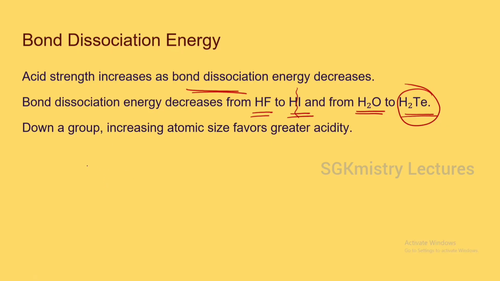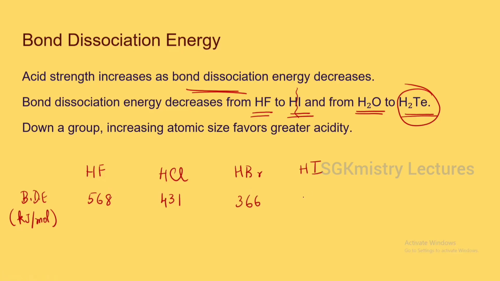So we can say that when you compare HF, HCl, HBr, as well as HI, in terms of bond dissociation energy, in kilojoules per mole, for HF it is 568. For HCl, it is lesser, that is 431 kilojoules per mole. For HBr, it is 366. And for HI, it is still less, that is 298 kilojoules per mole. So based on this also, we can easily explain the acidic nature of these various halo acids.